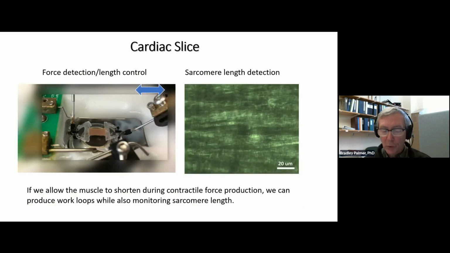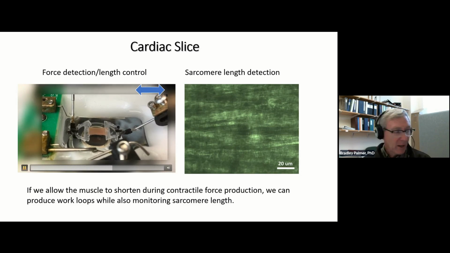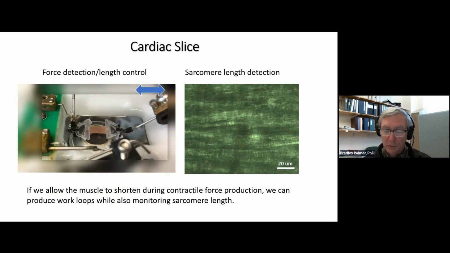There are two important points I would like to make about the system. First, the apparatus monitors contractile force produced by the slice. And the length is controlled using a force feedback system so that the work loop can be generated. And if the cardiac slice is thin enough, sarcomeres are visible through an inverted microscope and can be used to establish diastolic sarcomere length. And I'll show you an example of collection of these data.